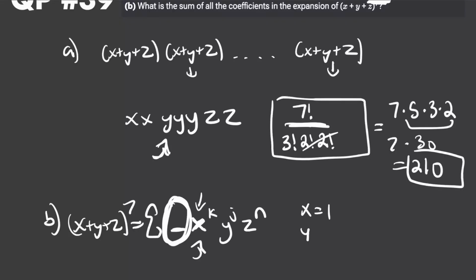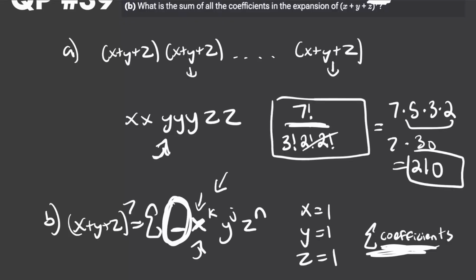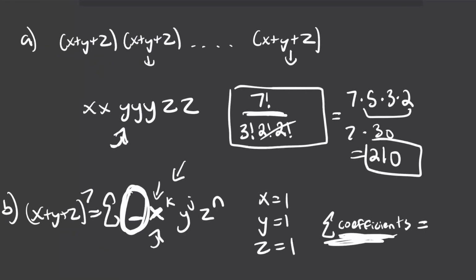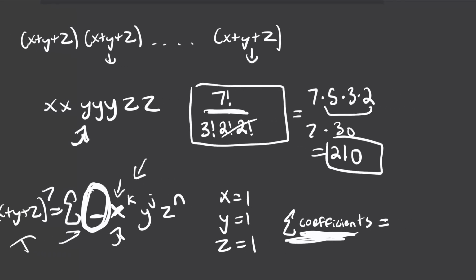So let's say x equals 1, y equals 1, and z equals 1. When we make these all 1, we're just getting the sum of the coefficients on this side of the equation. And on the other side, we have x plus y plus z to the 7th, right? These are both equal to each other. x plus y plus z, when they're all 1, is equal to 3. So it's going to be 3 to the 7th. So our final answer for part B is going to be 3 to the 7th.